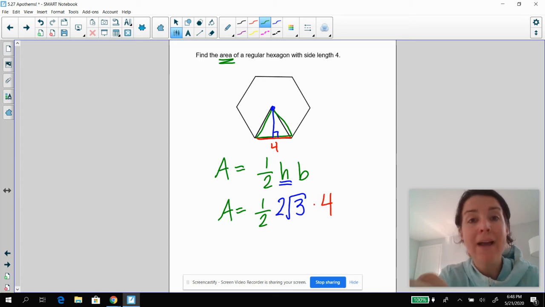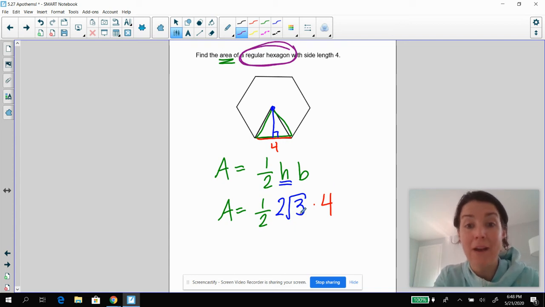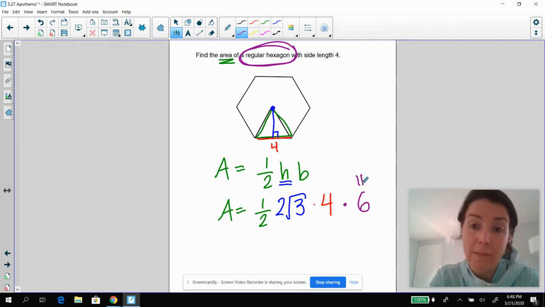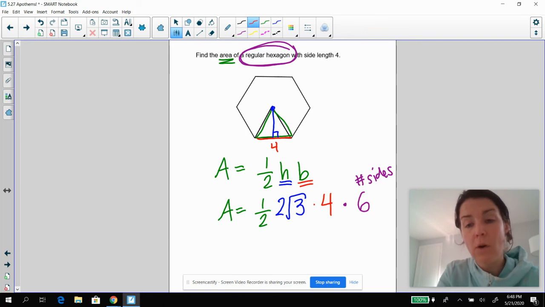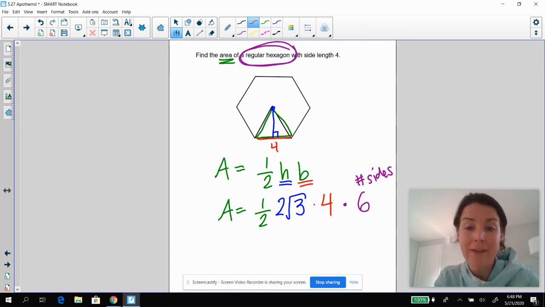But if I want to find the area of the entire hexagon, I need to take the area of this triangle and I need to multiply it by the 6 triangles that I have. So like the number of sides that I have, right? Or the number of triangles that I have. So again, my height is 2 root 3, my base is 4, and then the number of sides I have is 6.